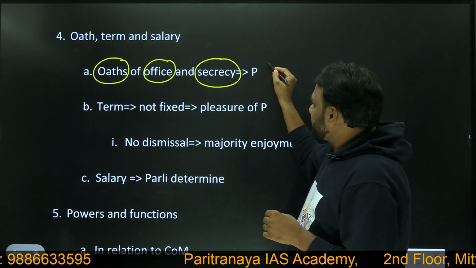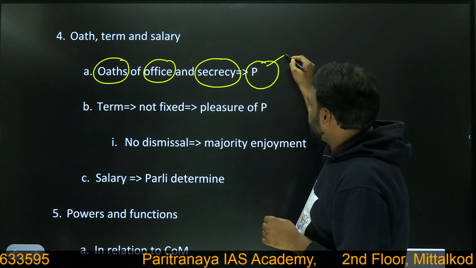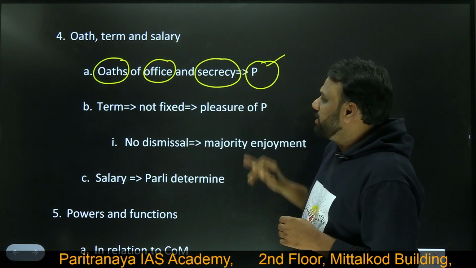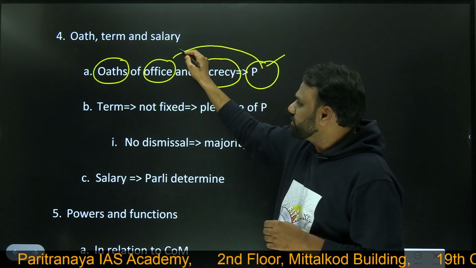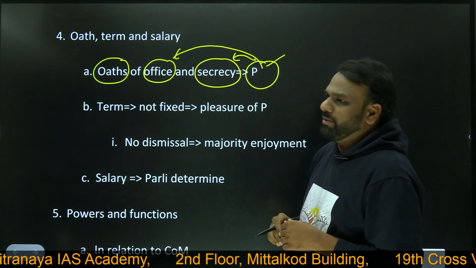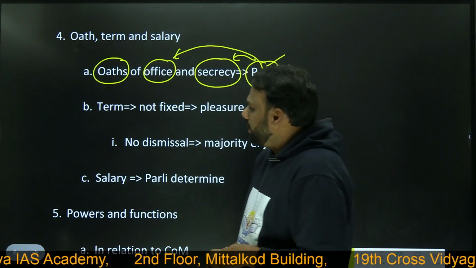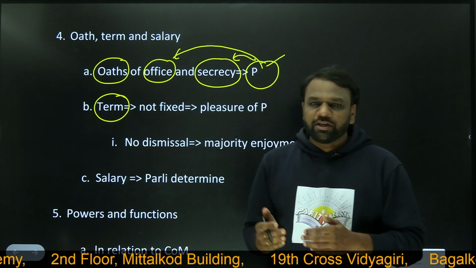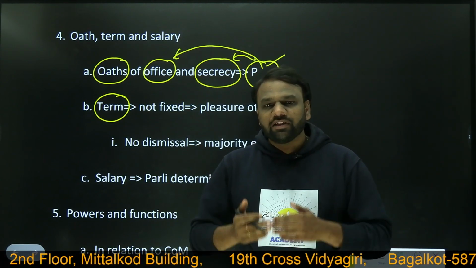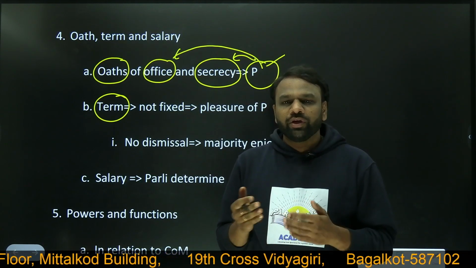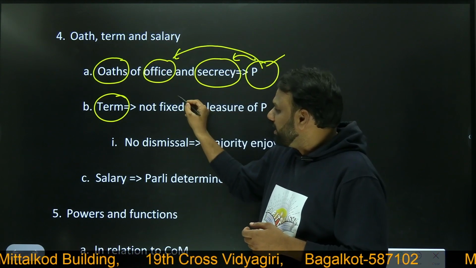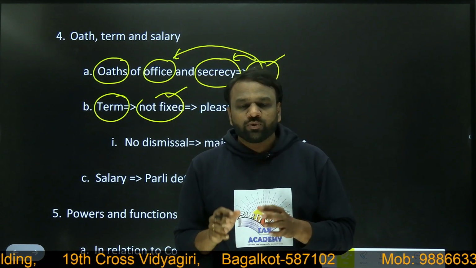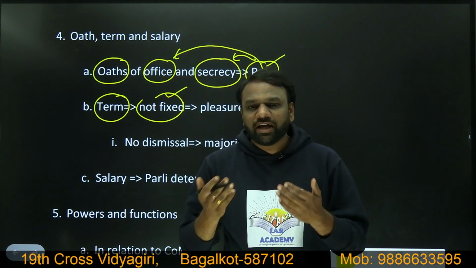The oath to the Prime Minister is administered by the President of India. Whenever I write P, P indicates President. So the President will administer the oath of office as well as secrecy to the Prime Minister. Next, term. Once a person becomes Prime Minister, for how long will he stay in that office? 1 year, 2 years? So what is the term? That term is not fixed. In our Constitution, the term is not fixed as 1 year or 2 years. Then how long will he stay in the office?